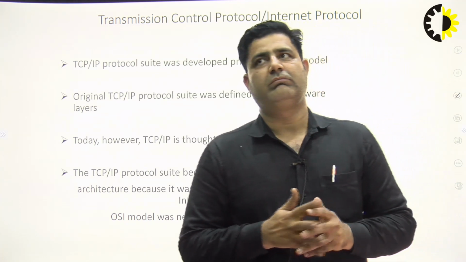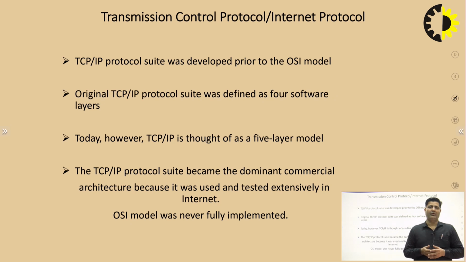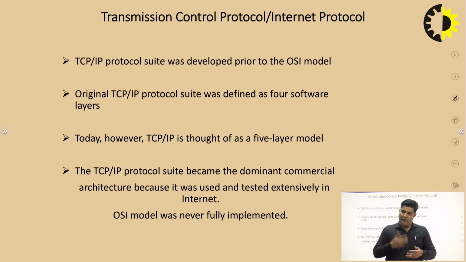If we compare the layers of OSI and TCP/IP, in OSI we have 7 layers and in TCP/IP we have 4 layers. OSI came after TCP/IP, but now OSI is not fully implemented, as we discussed in the previous video. So when we send a file on the internet, we use the TCP/IP model.